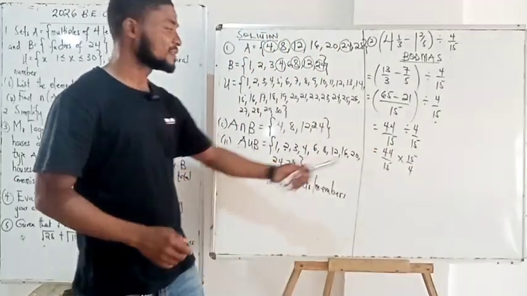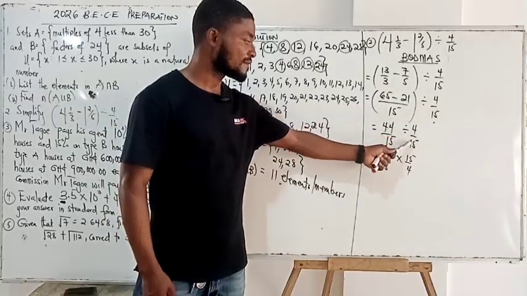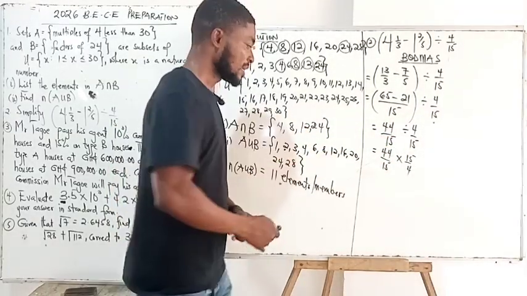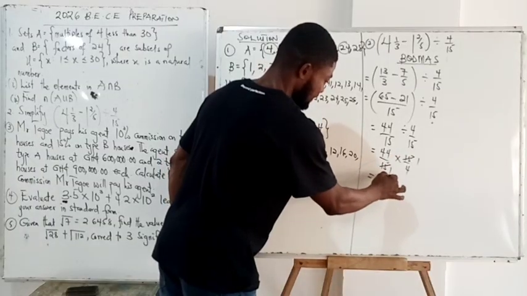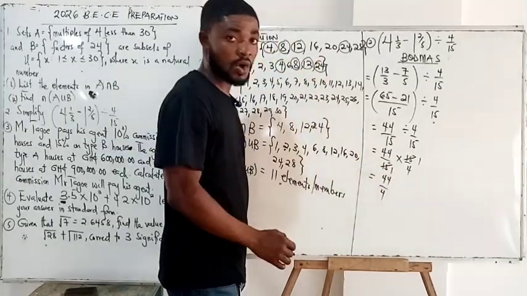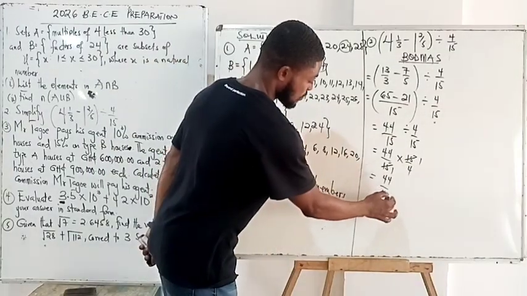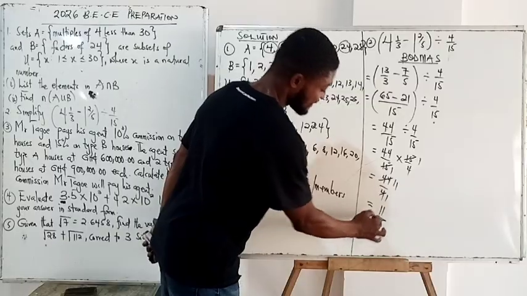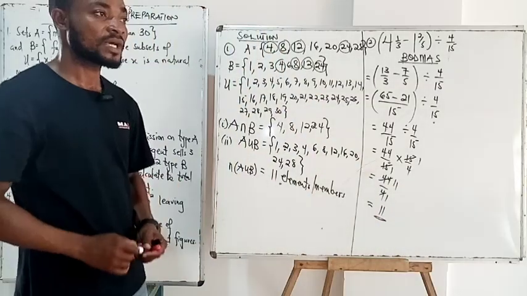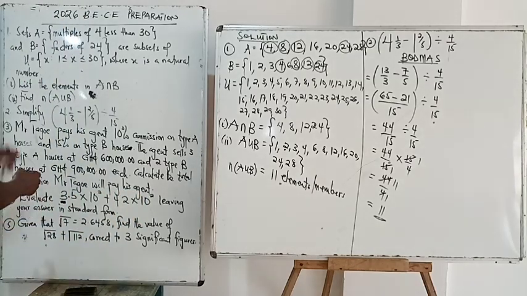Now times, the division sign is changing to multiplication, so times the reciprocal of 4 over 15 will be 15 over 4. Then 15 here will cancel, 15 here will cancel, giving us 44 out of 4. Okay, then we proceed. 4 goes into 44, 11. So I have 11 as my final answer to the second question as well. So first question done, second question done.